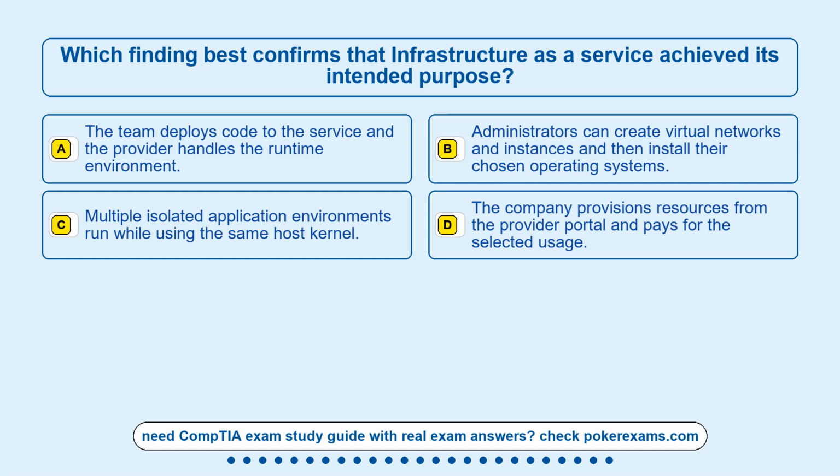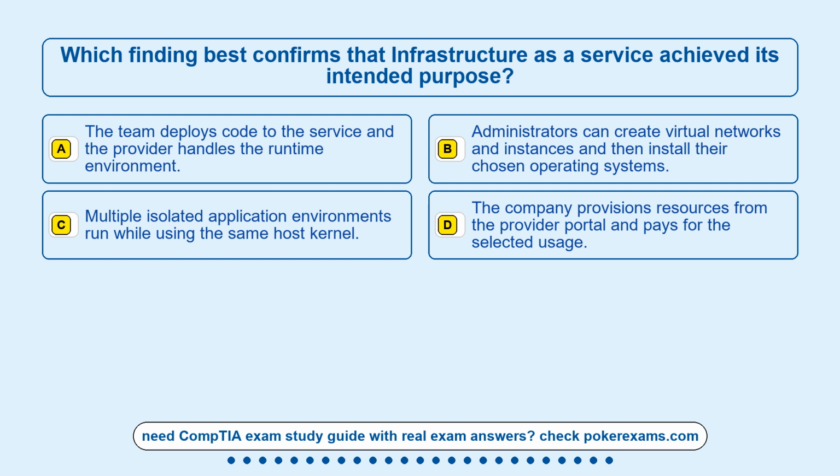Question 19. Which finding best confirms that infrastructure as a service achieved its intended purpose? Option A. The team deploys code to the service and the provider handles the runtime environment. Option B. Administrators can create virtual networks and instances and then install their chosen operating systems. Option C. Multiple isolated application environments run while using the same host kernel.